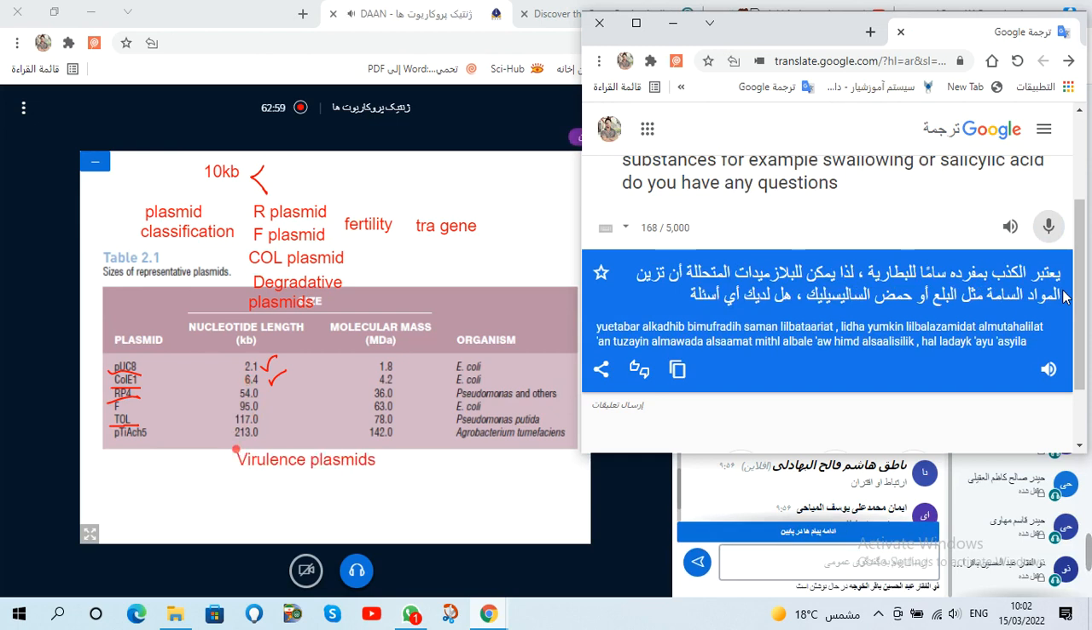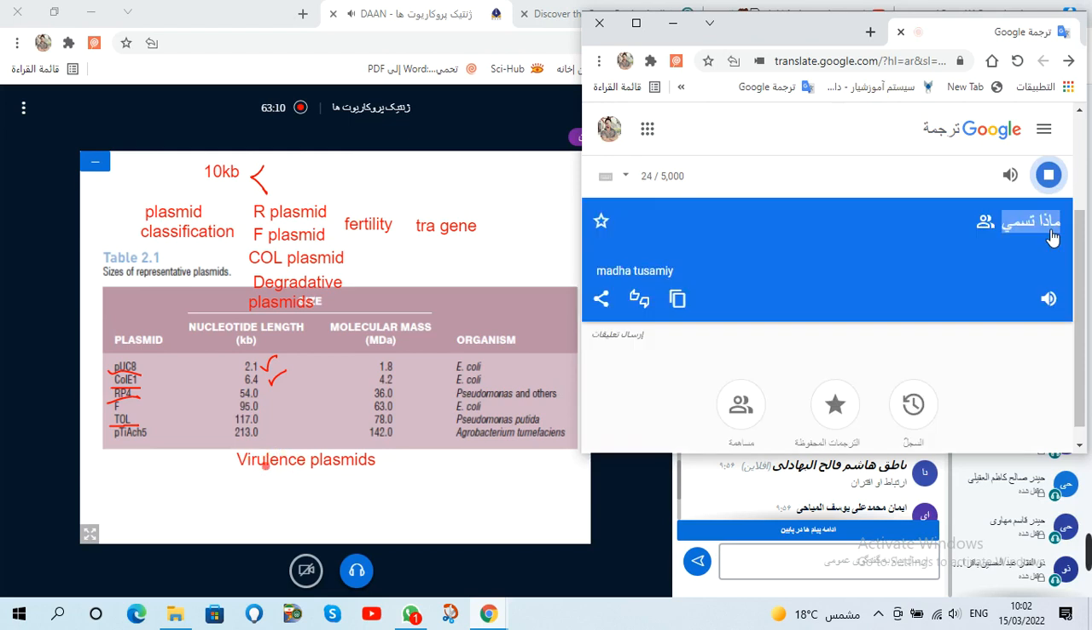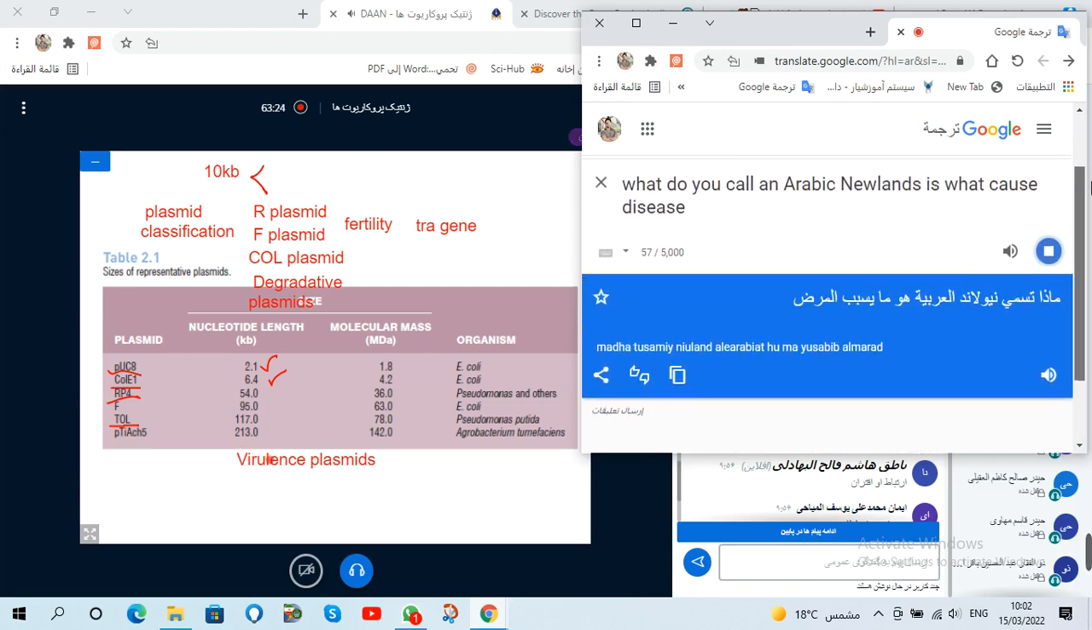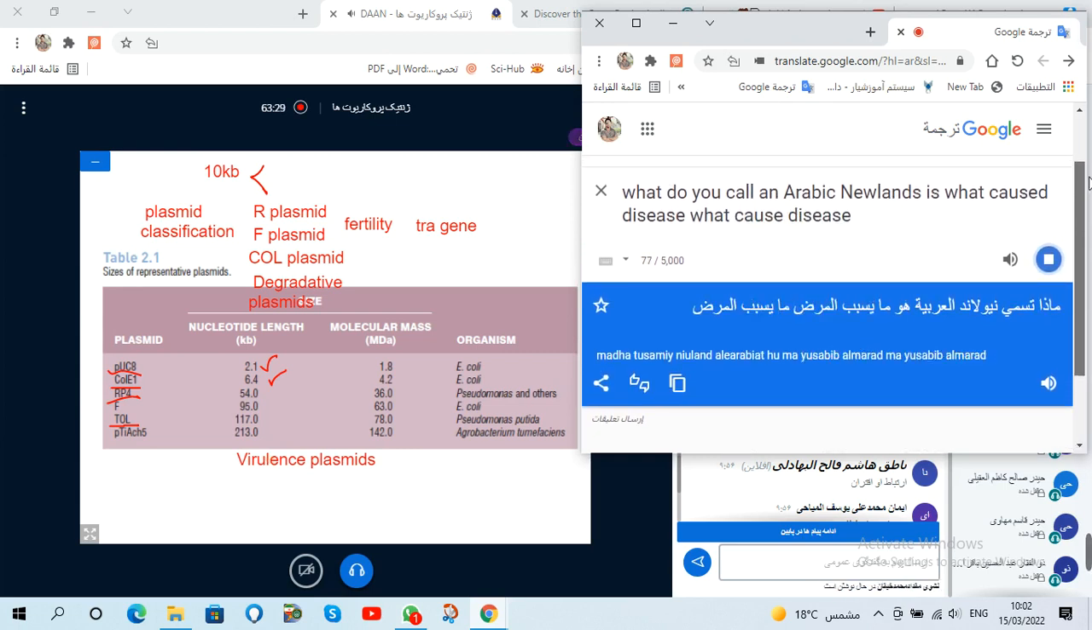Another type, I write it here, virulence plasmids. What do you call virulence in Arabic? Virulence is what causes disease, yeah?